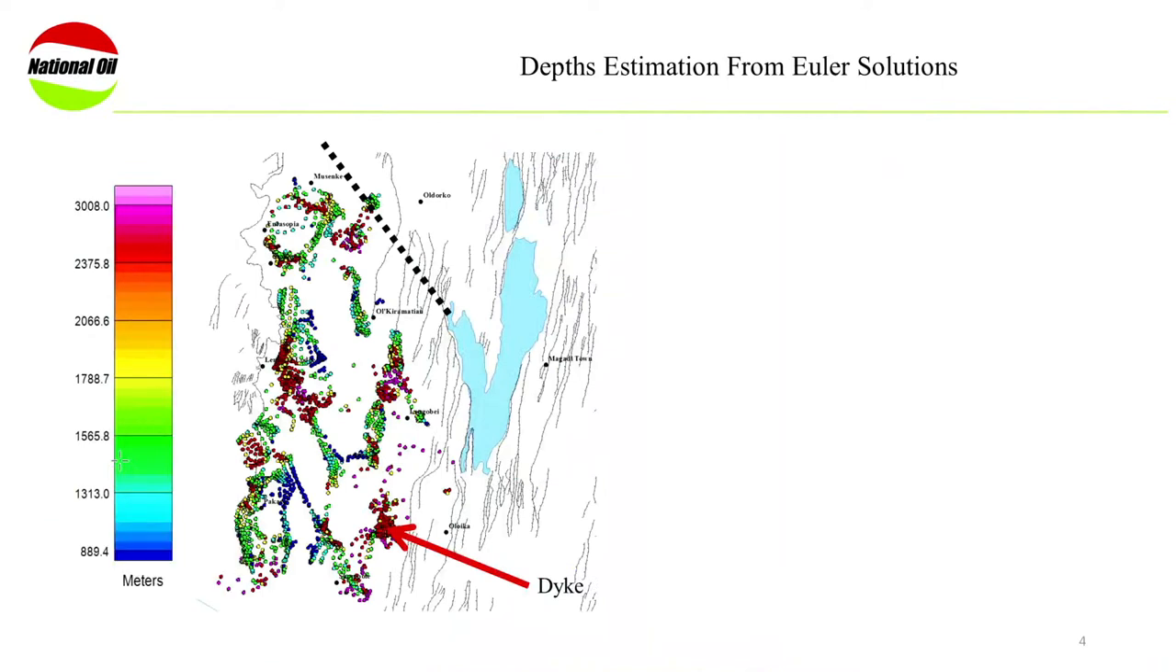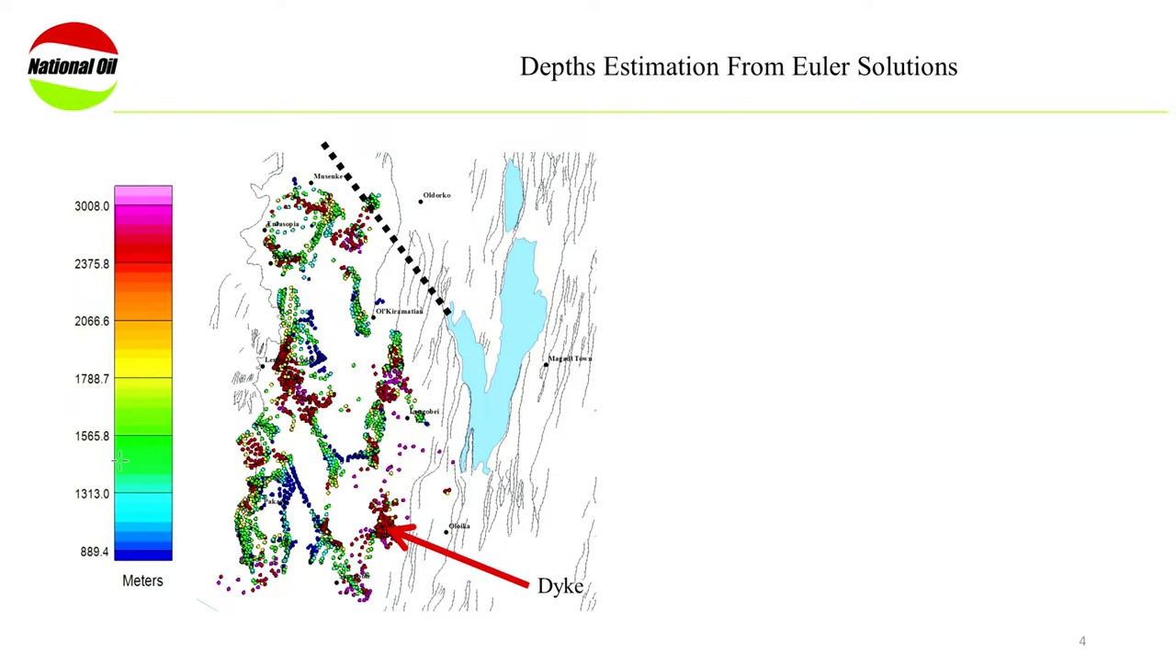I went further to develop Euler solutions as a depth estimation algorithm. In that image, the Euler solutions come as clusters or linear events. Where events are clustered together, it's a possible dike. And when they're linearly distributed, it could either be a fault or an intrusion. For example, it could be a sill.